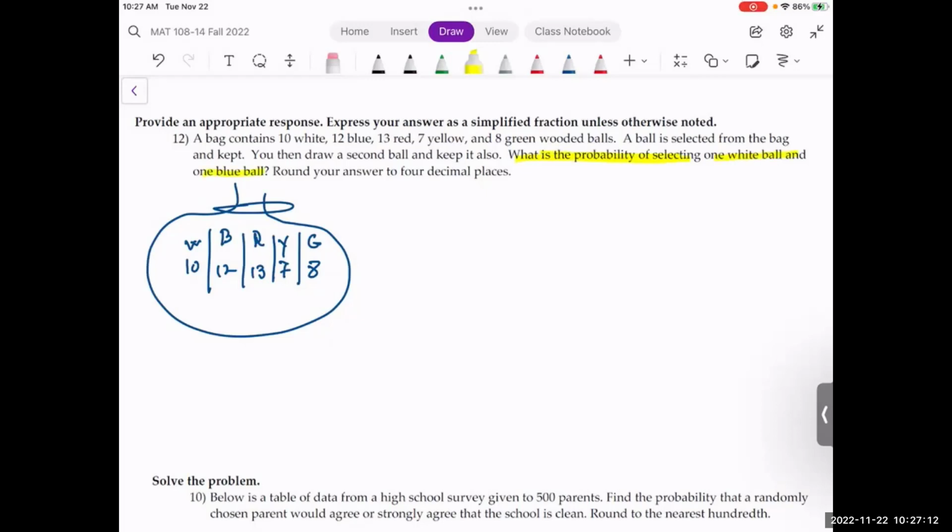However, this question could be misunderstood in two ways, right? The first way, if the question is asking about the probability that the first one is white and the second one is blue, that's going to be the conditional probability. What does it mean? It means I'm going to select white first, and then I'm going to select blue, right? Are you following me, guys?